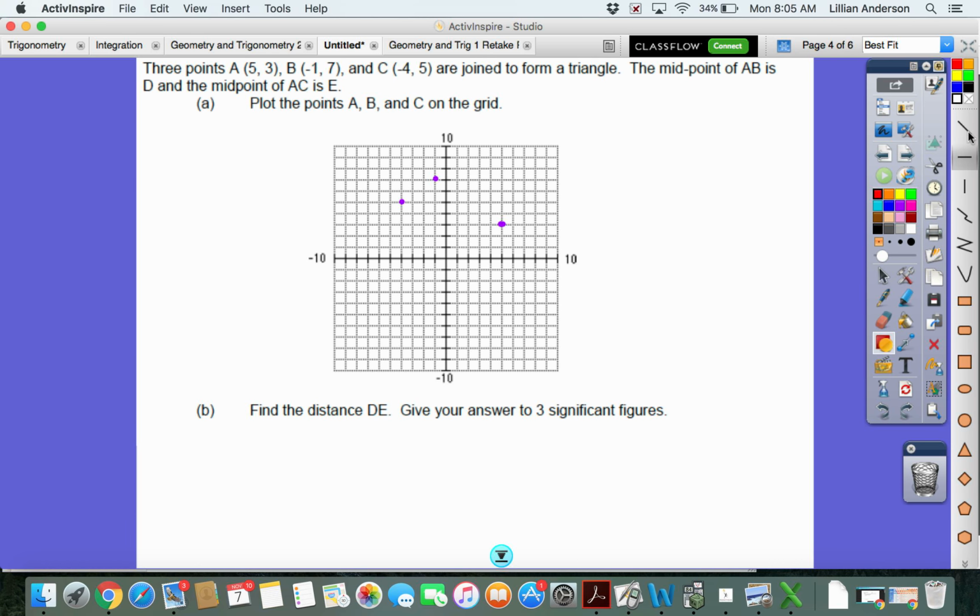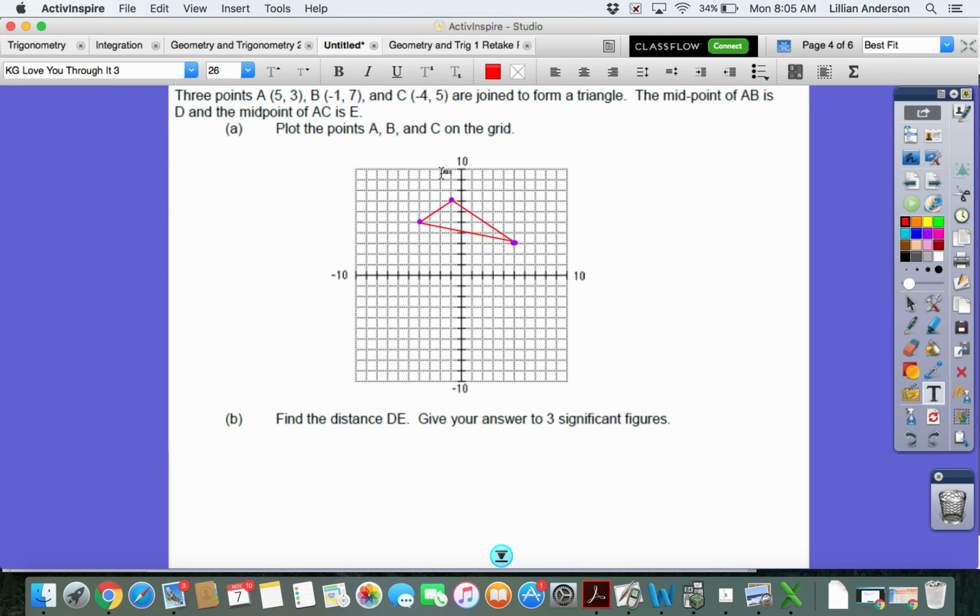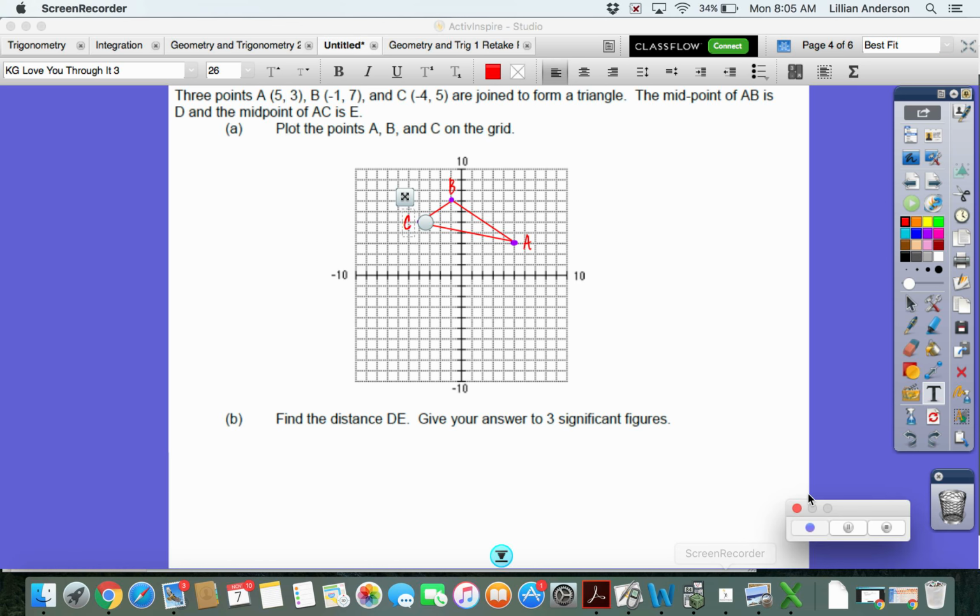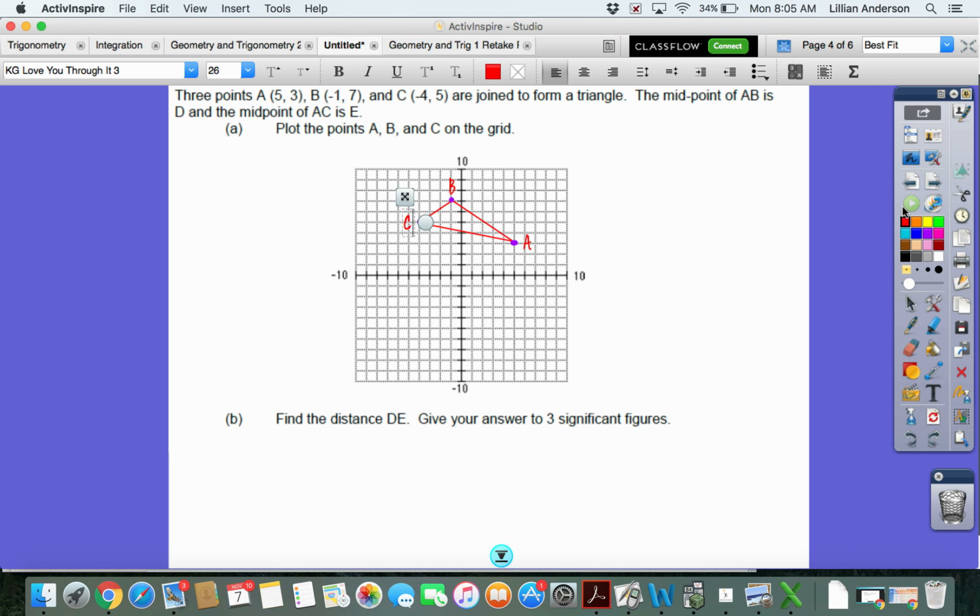Okay. So connecting all these is going to give us our triangle, and then I'm going to go ahead and label them because we have to plot these points. This topic covers review concepts of midpoint and distance. So it says to find, and that's all they want to apply A, B, and C. We don't have to apply D. We don't have to apply E. It does ask us, though, to find the distance from D to E.